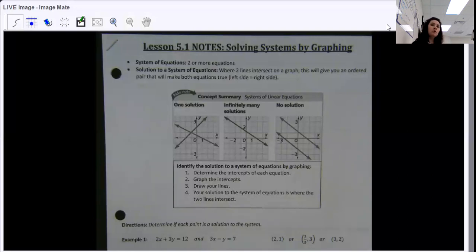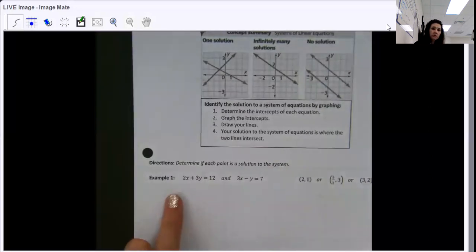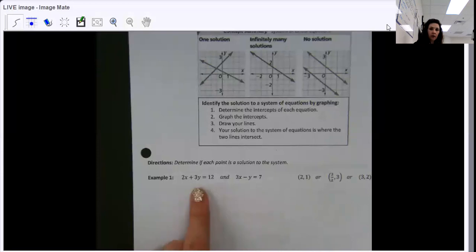Now, another thing about a system of equations is you have two equations. Each equation has the variables x and y in them. And your goal is to figure out what ordered pair you can plug into both of those equations to make them true. Okay, so for example, on our notes, we have two equations right here.